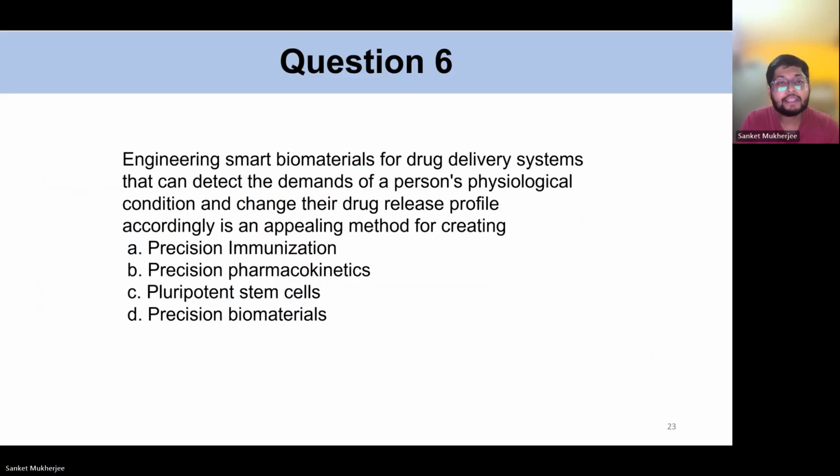Engineering smart biomaterials for drug delivery systems that can detect the demands of a person's physiological condition and change their drug release profile accordingly is a clean method for creating a precision immunization, precision pharmacokinetics, pluripotent stem cells, or precision biomaterials.